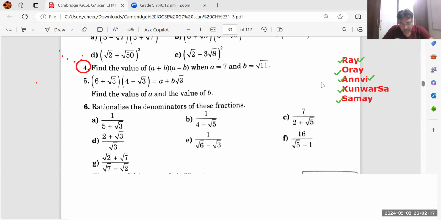B is wrong, guys. Ray and Anvi. And Samev, you have to send the value of A and B both. So I kind of cannot identify which one is A. Okay, fine. You have done it correctly, but just send me the value separately. You also made a mistake.